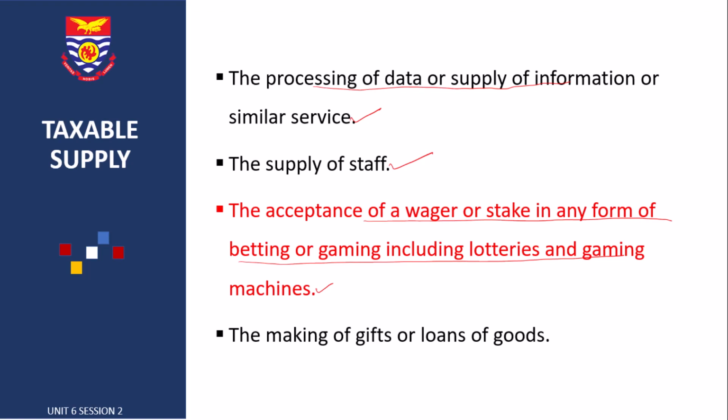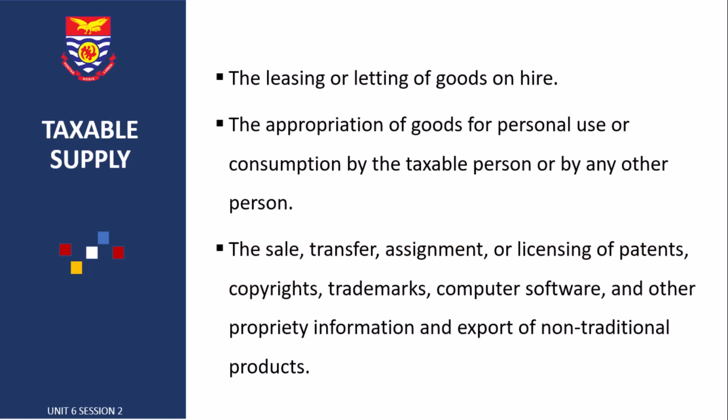And in the 2023 budget, under the reforms to taxation of the gaming industry, the government proposed to introduce tax on gross gaming revenue to replace the corporate income tax and VAT, and also withholding tax on winnings. Another taxable supply we have is the making of gifts or loans of goods. We also have the leasing or letting of goods on hire.